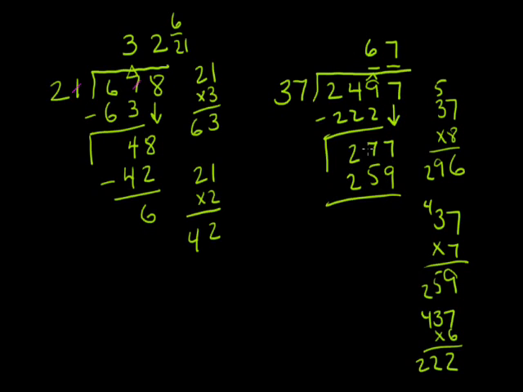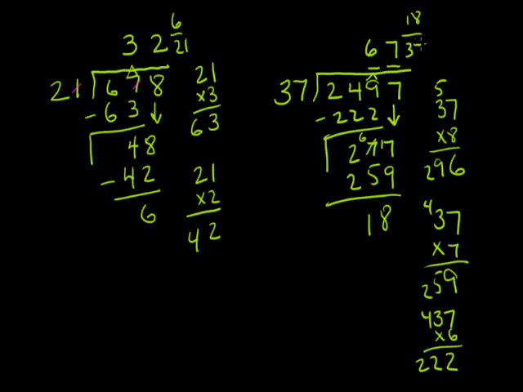And now we have to borrow to subtract. Borrow from the 7, make it a 6, which makes this 7 a 17. 17 minus 9 is 8. 6 minus 5 is 1. There's nothing left to bring down, so your remainder is 18 over 37.